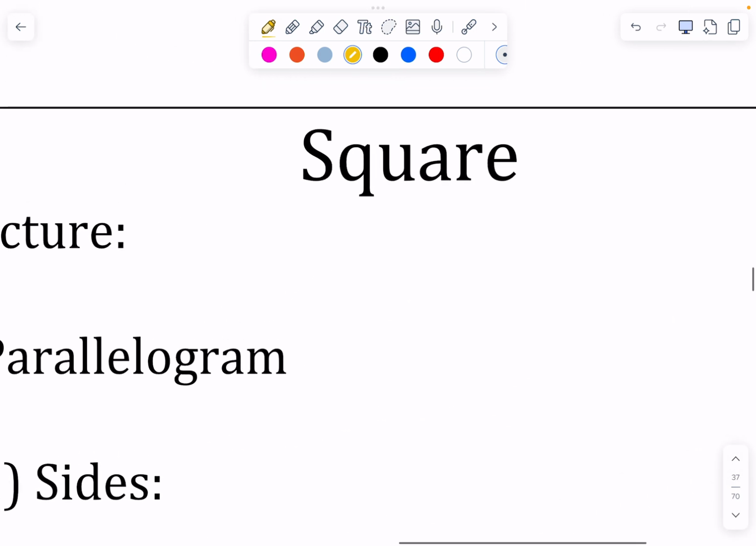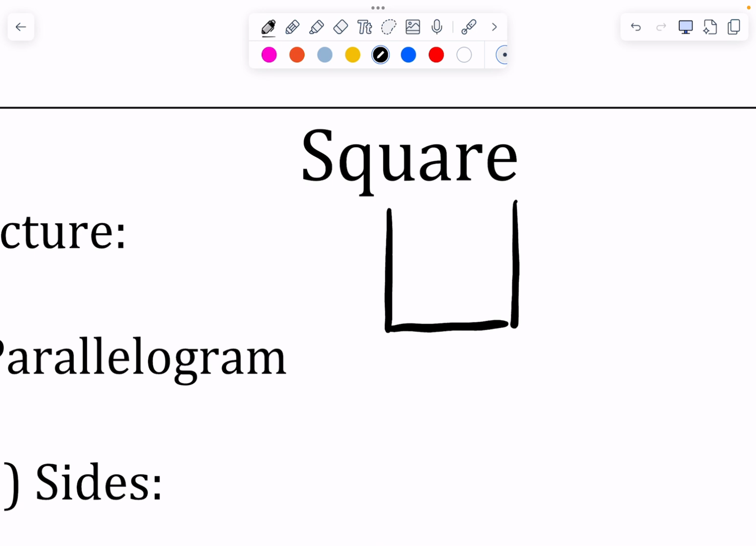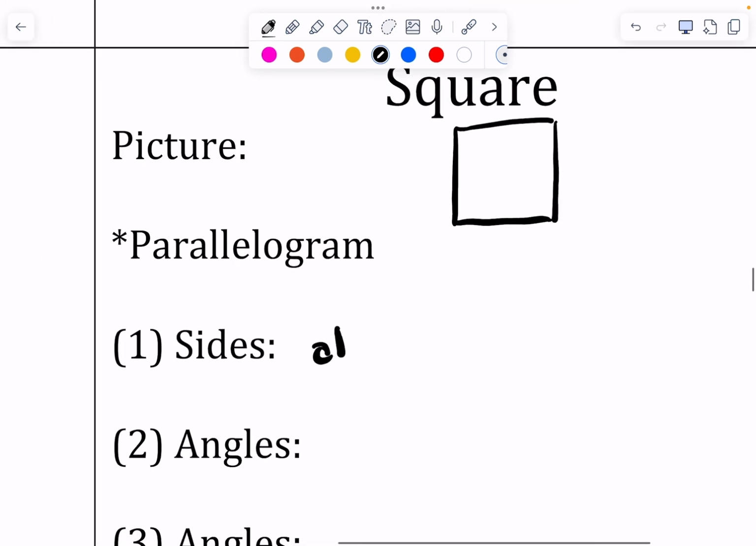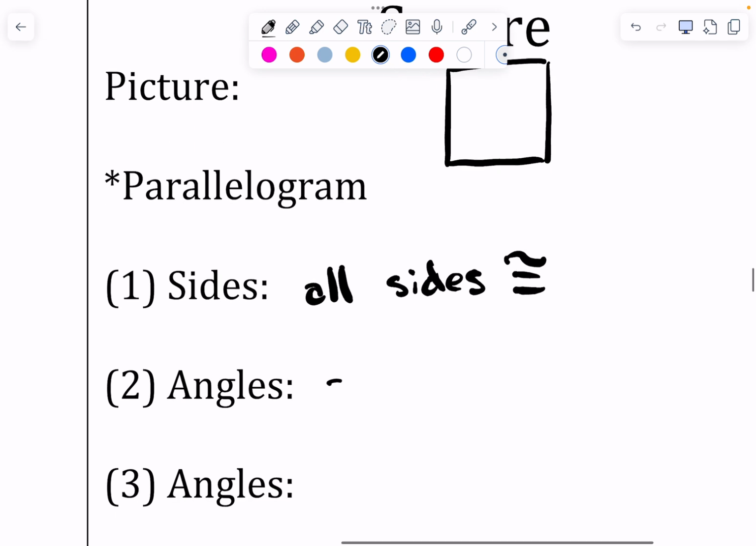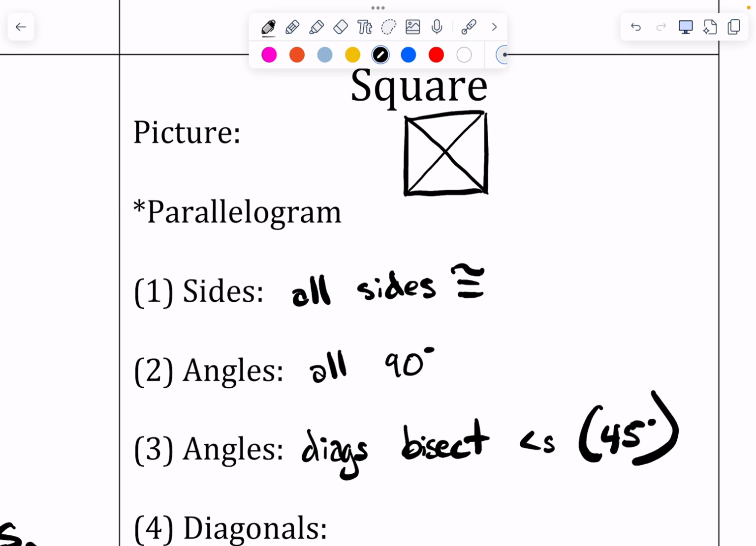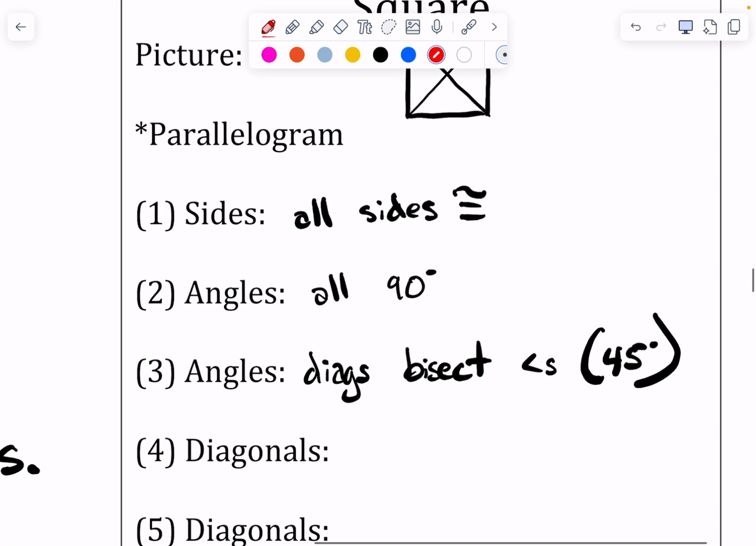All right, square. We know what a square looks like. He is a parallelogram, so all of the parallelogram things apply to him. What's true about the sides of a square? All sides are congruent. Okay, what about the angles of a square? All 90 degrees. The diagonals are going to split those in half. So diagonals bisect angles. And I'm going to put in parentheses, if you don't already have it in there, you can add it in, that when it splits the angles, each one of those will be 45s, right? Okay, makes sense? All right, what else is true about the diagonals?